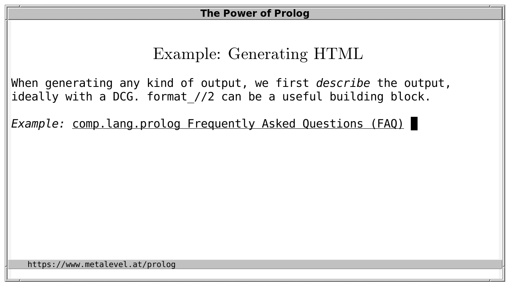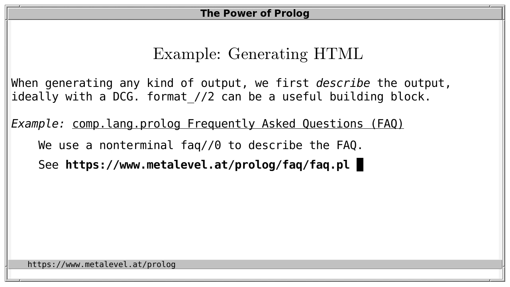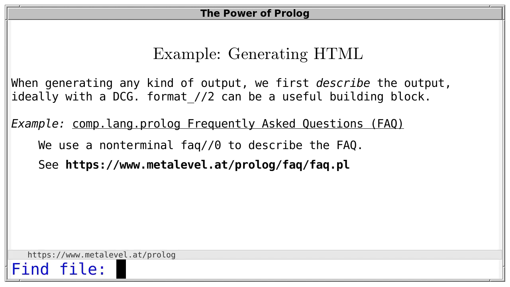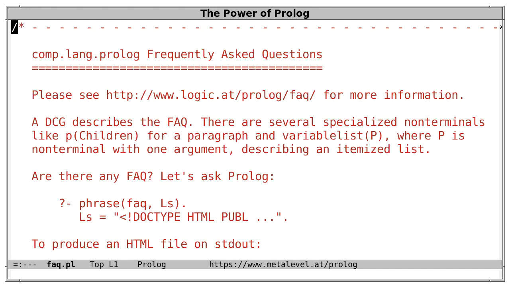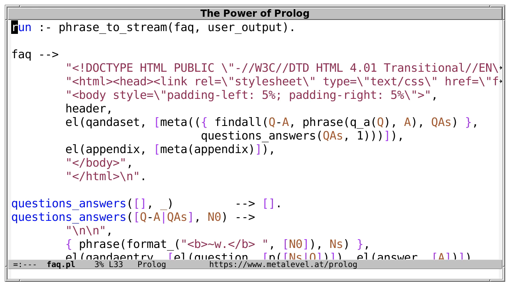For instance, take the frequently asked questions of the newsgroup comp.lang.prolog. They are described by a DCG non-terminal faq. And you can also download the program. Now, let's take a look at the code. Here it is. And with Scryer Prolog, we can generate the document from the description, simply by calling this predicate run. And run uses phrase_to_stream to write the described document to the current output stream.